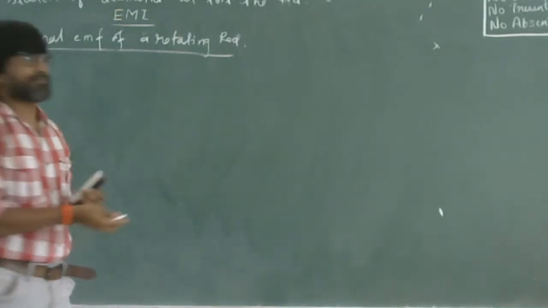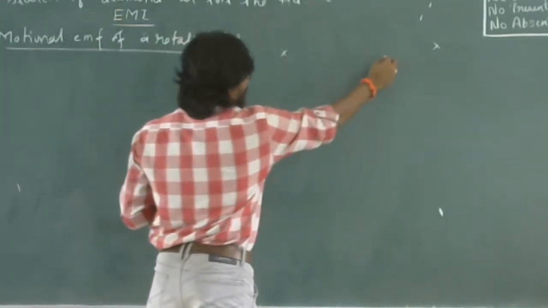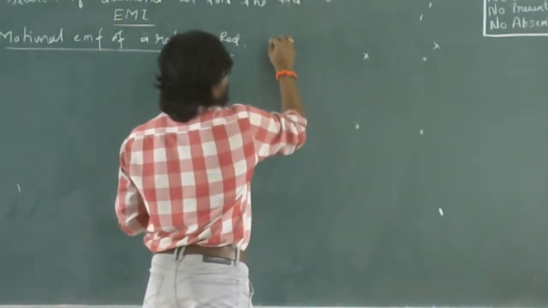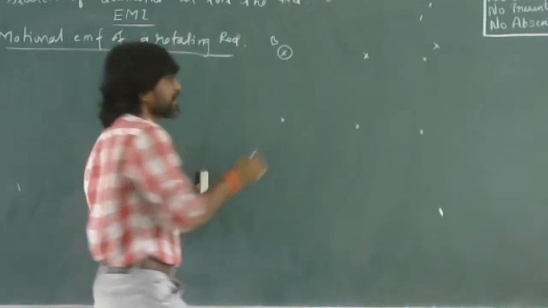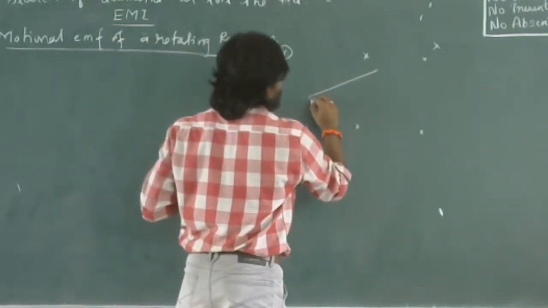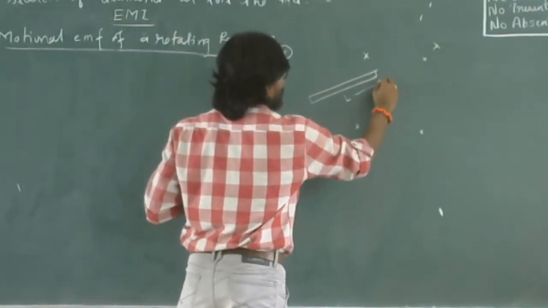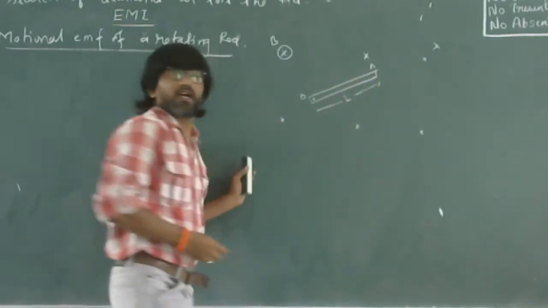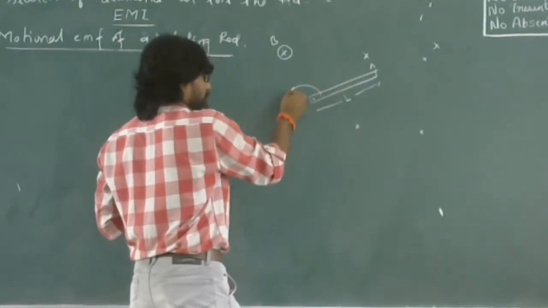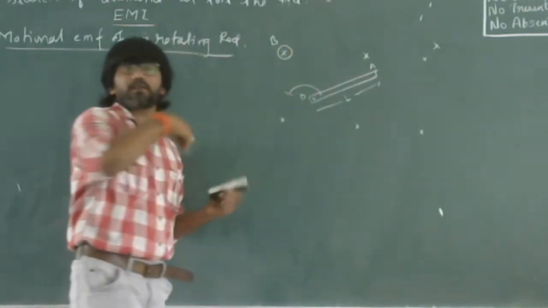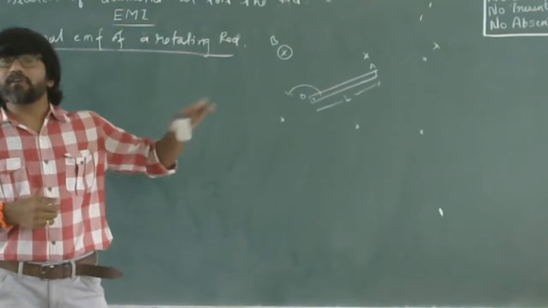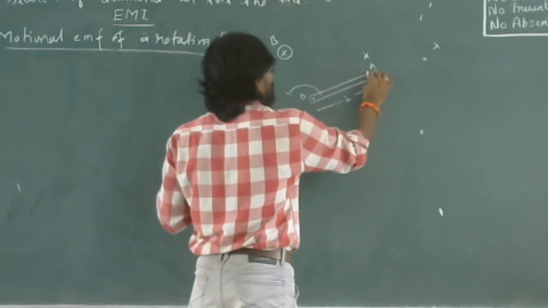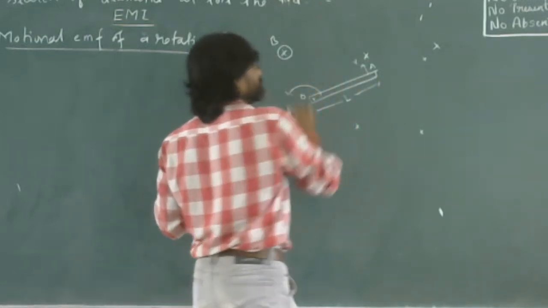To understand this, let us consider briefly a uniform external magnetic field having strength B. In this we have a rod of length L, which is fixed at this end. Let us say this is O and this end is A. And this rod is rotating about this point in the anti-clockwise direction. To find the EMF induced when it is rotating in the external magnetic field, every part will be moving with velocity v.